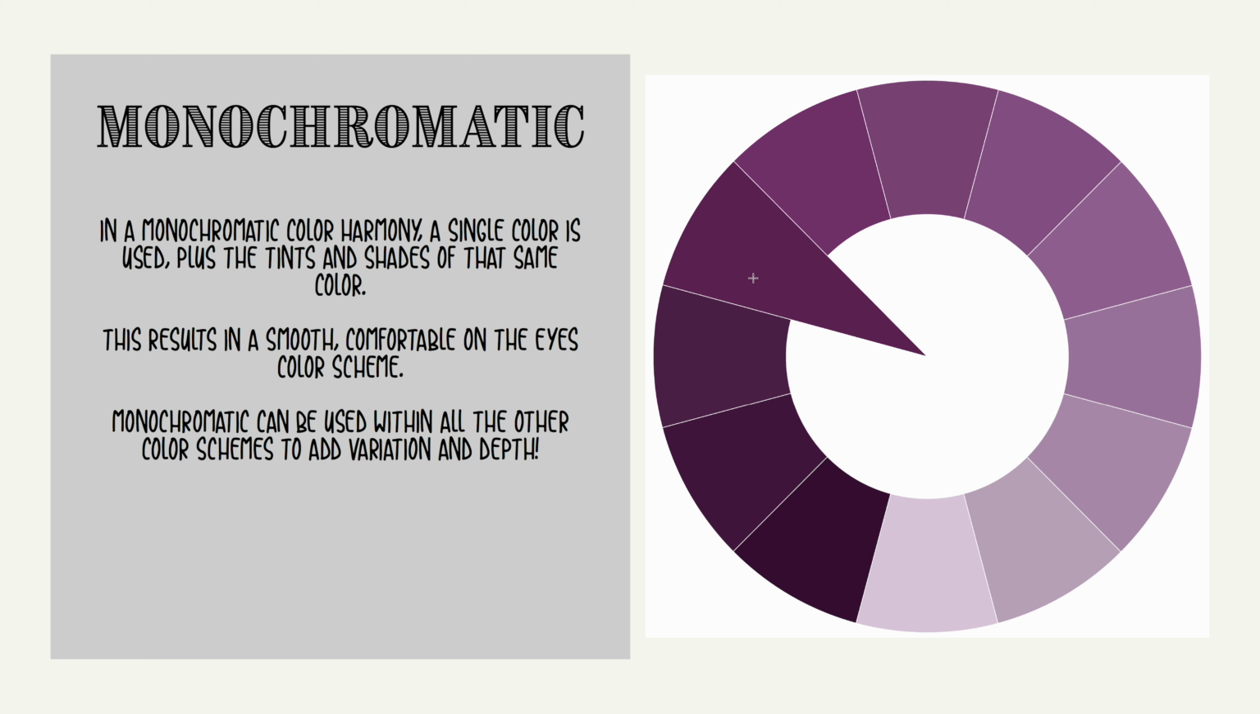So a black and white image is monochromatic because there's only that one from black to gray to white, right? So with this, it would be purple, super dark purple, light purple, and all the shades in between. That's what monochromatic is. So the result is a smooth, comfortable in the eyes color scheme. And this is one color scheme that can be used with all the other color schemes. And we'll show you how that works in a minute. But this is the first one. This is the easiest one. Probably the one you have heard of if you've only heard of one. This is a pretty simple one that most people have seen.